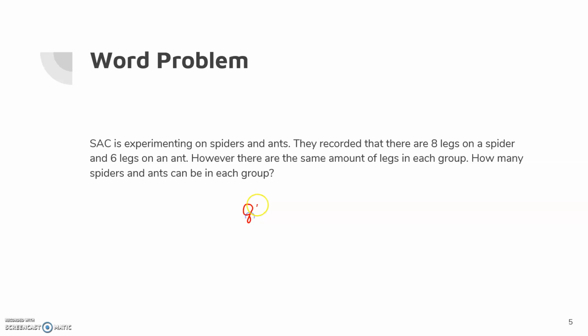So there are 8 legs on a spider and 6 legs on an ant. Let's go 8, 16, 24. And we go 6, 12, 18, and 24. So we have our common multiple, but we don't want to know how many legs there are. We want to know how many spiders there are. So there are 1, 2, 3. So there are 3 spiders. Then 1, 2, 3, 4. So there are 4 ants.